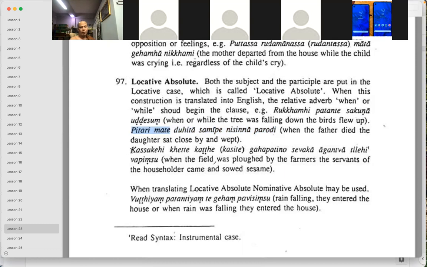The same way in the next one, Kasakehi Kidde Kate. That is a passive participle. So when the field was plowed by the farmer. Kasakehi Kidde Kate, or Kasite. Then Kahabadi no Siwaka Agandawa, Dilehi Wabainsu. So when the field was plowed by the farmer, you see, that is the absolute meaning. Kidde is actually the grammatical subject in the locative case, and Kate is the past participle in the locative case.